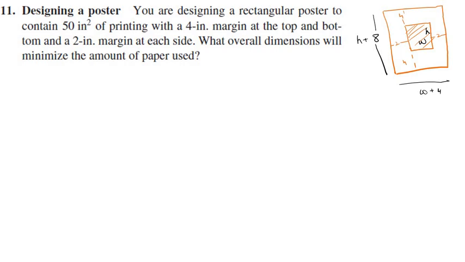Okay, so let's write the equations. The area of the poster, not the printable area, would be (W plus 4) times (H plus 8). That's the area of the poster. And the printing area is W times H, which is equal to 50 inches squared.